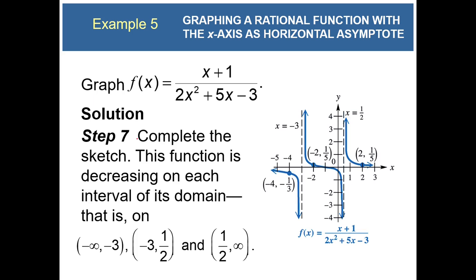In step 7, we're going to complete the graph by sketching the function, and I always start with the vertical asymptotes first. Put them at x equals -3 and x equals 1/2. From there, I plot the x-intercept, the point (-1, 0), and then the y-intercept, the point (0, -1/3). After we graph our vertical and horizontal asymptotes and our y and x-intercepts, then we'll plug in our test points. Here we have the test point (-4, -1/3). Here we have the test point (-2, 1/5). And here's the test point (2, 1/5).